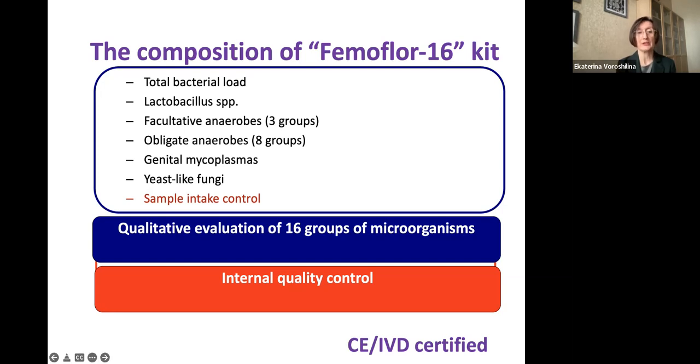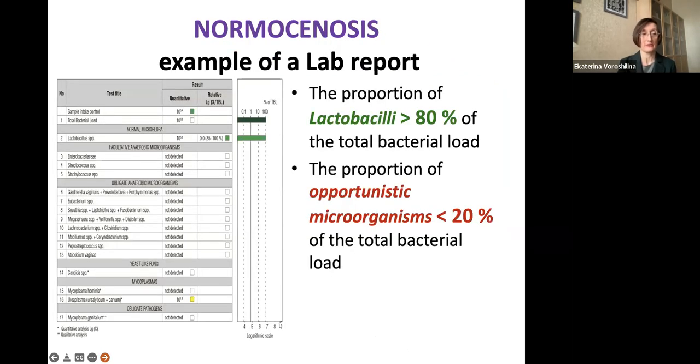Once the amplification is over, special software was used to automatically calculate the total bacterial load and the proportion of particular species and groups of bacteria in relation to the total bacterial load in the given sample. Depending on the proportion of lactobacilli and opportunistic bacteria in relation to total bacterial load, 3 types of vaginal microbiota were identified. The first one was normocenosis.